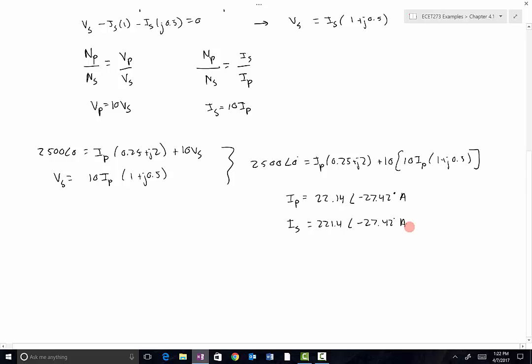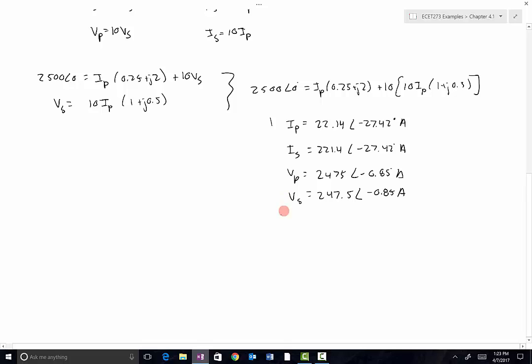And then VP is equal to 2,475 at an angle of negative 0.85 degrees. And the secondary voltage is 247.5 at an angle of negative 0.85. So notice that the transformer had an effect on the magnitudes of the current and voltage in the primary and the secondary, but not the phases for this ideal transformer. So now we've solved all of our variables, the primary voltage, primary current, secondary voltage, secondary current there.